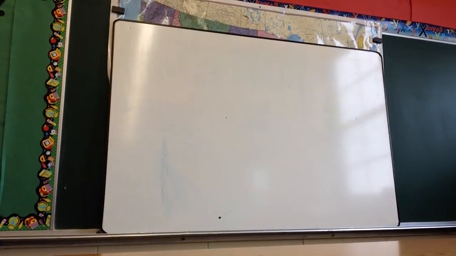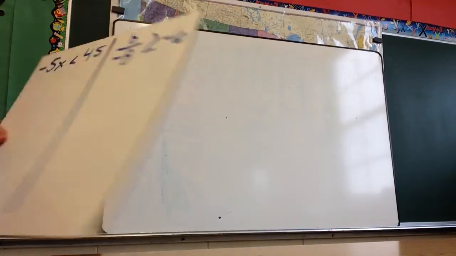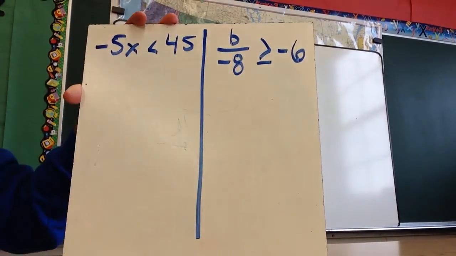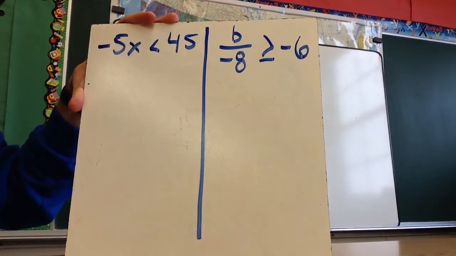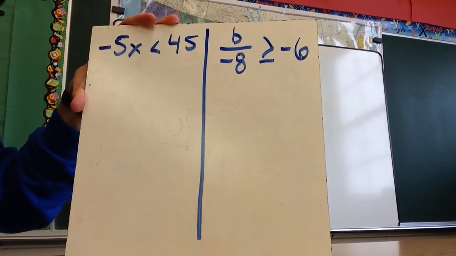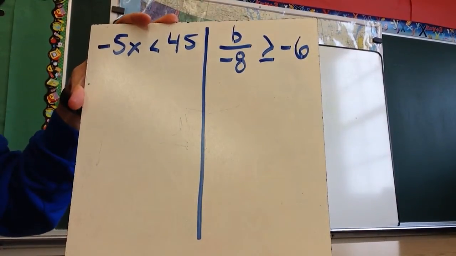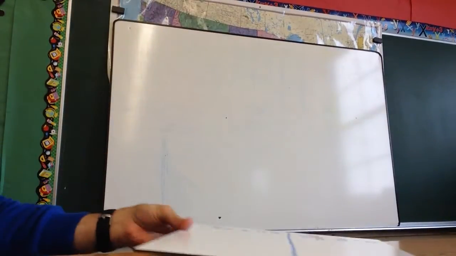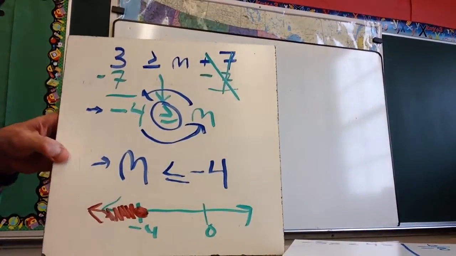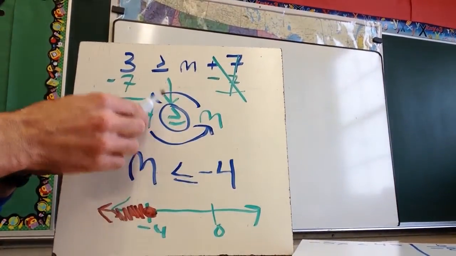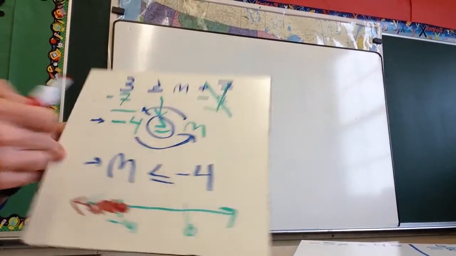All right, now I want to talk about another scenario that comes up, and that is when you are multiplying or dividing by a negative number. So when you multiply or divide an inequality by a negative number, you need to flip the sign. Okay, now I want you to notice that in this particular problem, we subtracted numbers from both sides. We did not flip the sign here. So the sign remained the same.